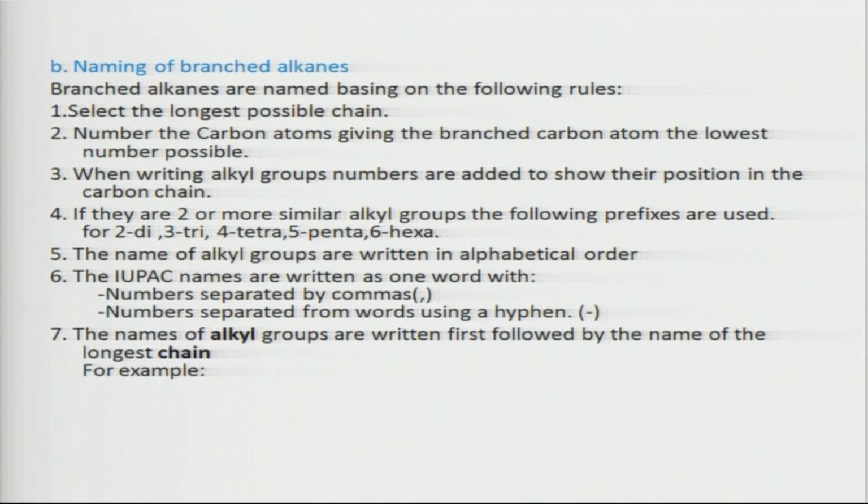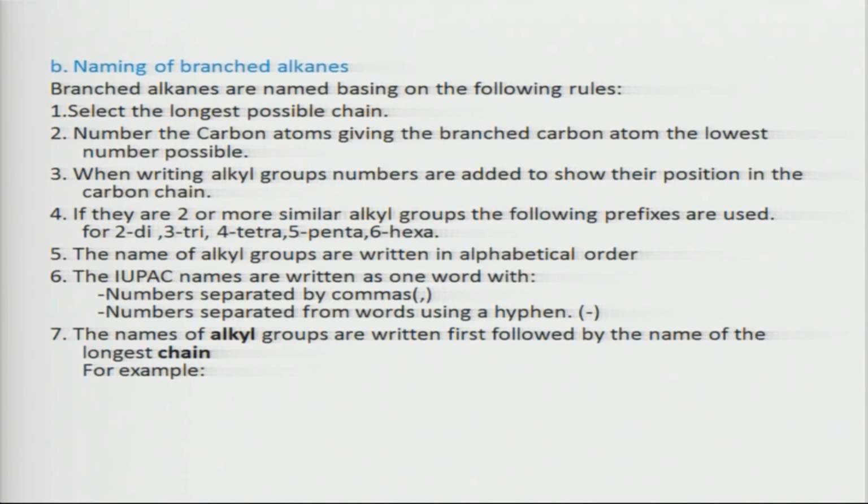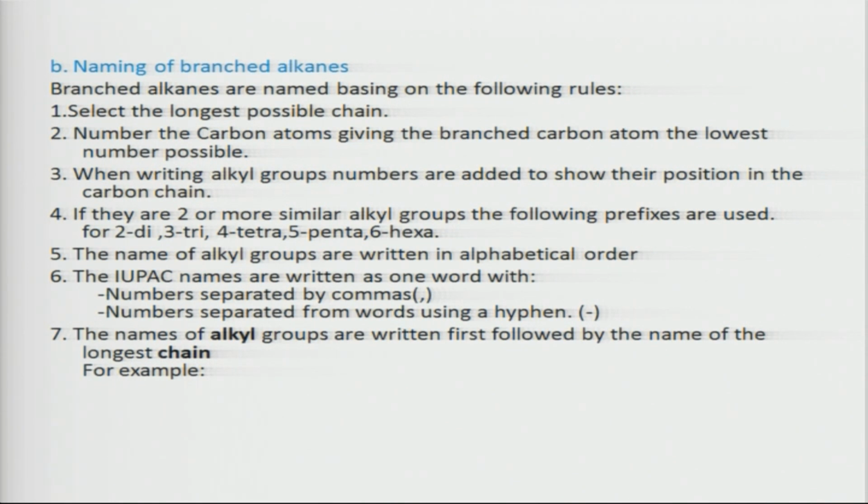Branched alkanes can be named basing on some rules laid down by the IUPAC system, or the systematic way of naming. So branched alkanes are named basing on the following rules. The first thing we normally do, we select the longest possible chain. Then number the carbon atoms, giving the branched carbon atom the lowest number possible. Then when writing alkyl groups, numbers are added to show their position in the carbon chain.